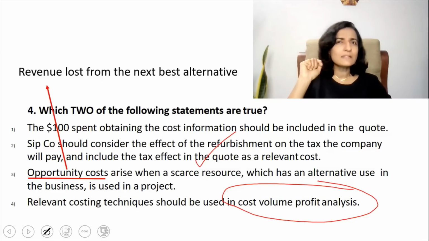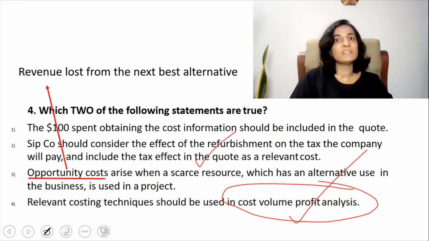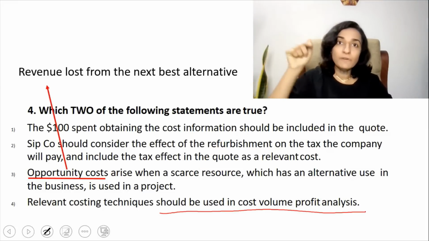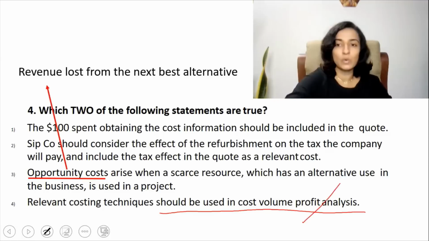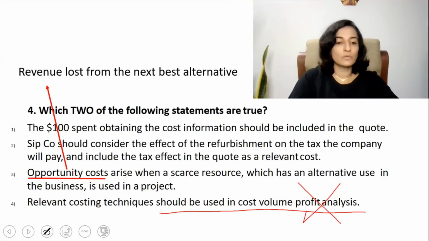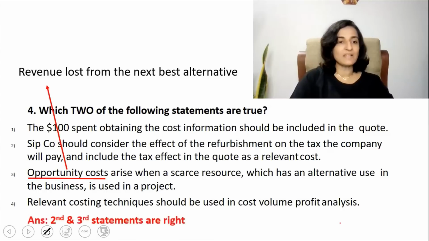And do you consider fixed cost in relevant costing? No, we do not consider fixed cost in relevant costing because it is not incremental cost. So this statement, relevant costing techniques should be used in cost, volume, profit analysis, is not true. Because if we were using relevant costing in the cost, volume, profit analysis, then we cannot take fixed cost. Fixed cost is to be completely ignored, which is not the case. So this point is wrong. So the final answer, the true statements are the second and the third statements only.